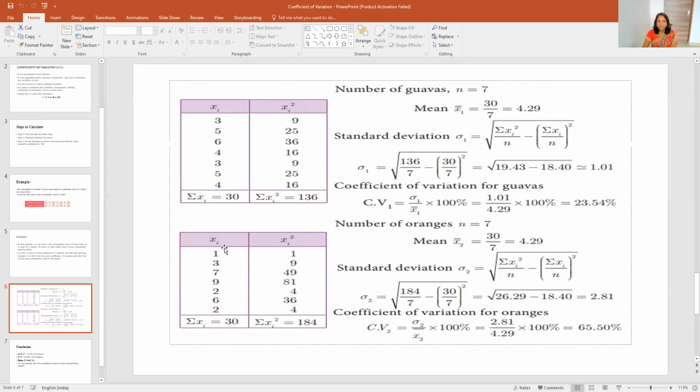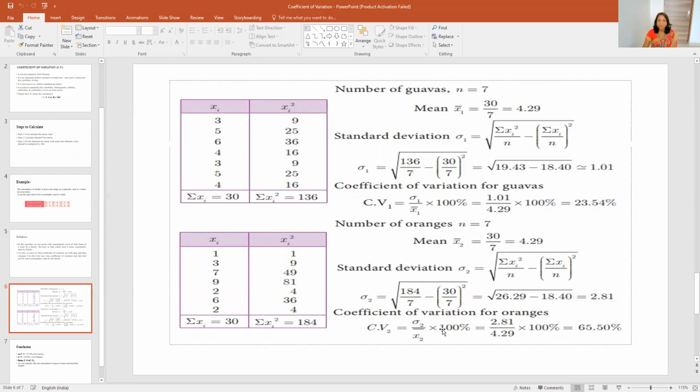The mean we have calculated by the addition of all the values, summation of x by n, 30 by 7, 4.29 here. For both, the mean is the same. For standard deviation, with this formula, summation of x squared by n minus the whole square of summation of x by n, the standard deviation is 2.81.